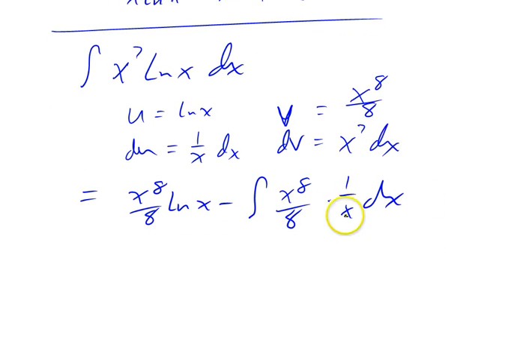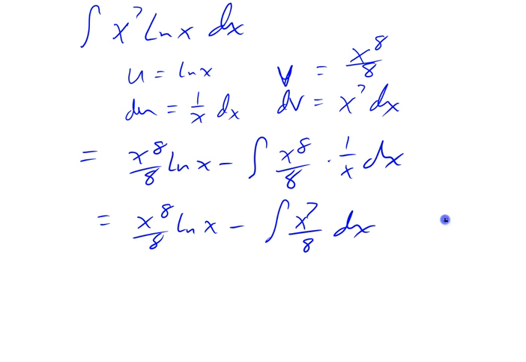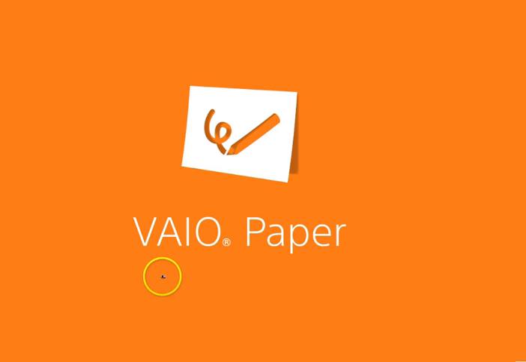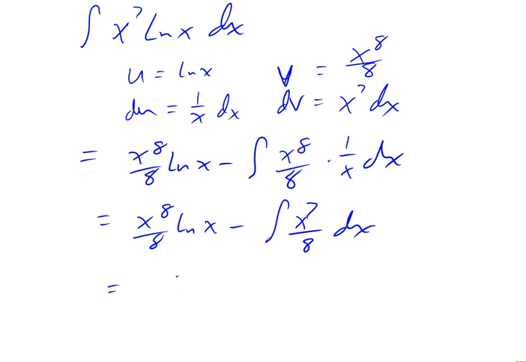And wow, that actually is nice. One of the x's cancels out. So I just got x to the 7 over 8 times dx, which I can integrate. That's going to be, what just happened? Stop. x to the 8 over 8 ln x minus, what's that, x to the 8 over 64 now, plus a constant.